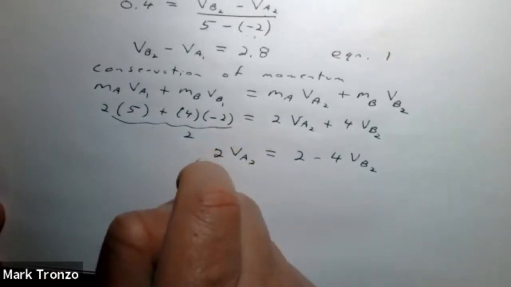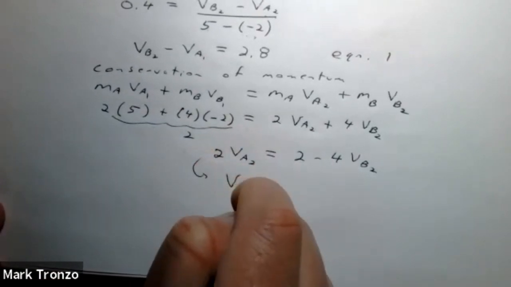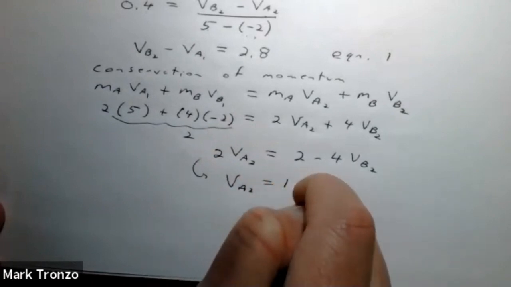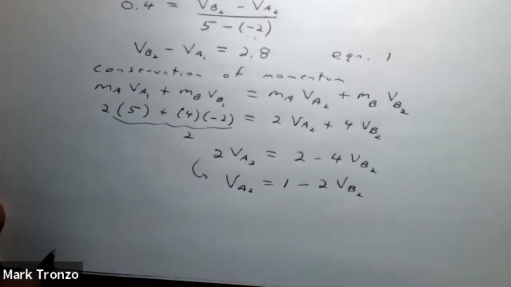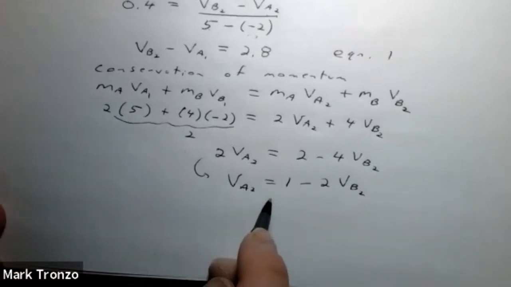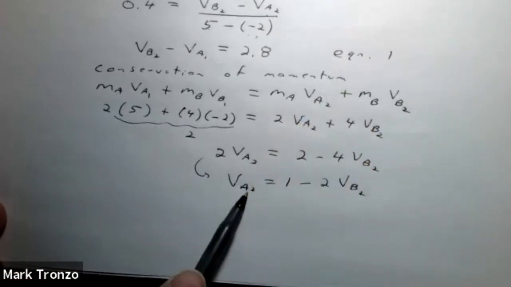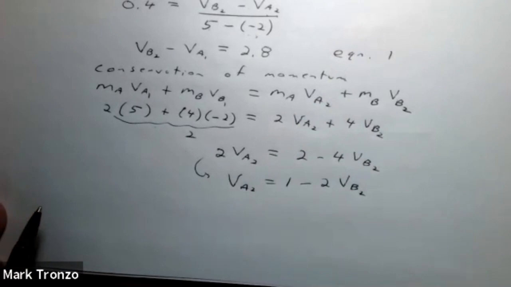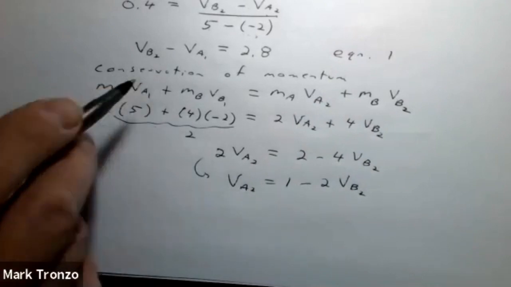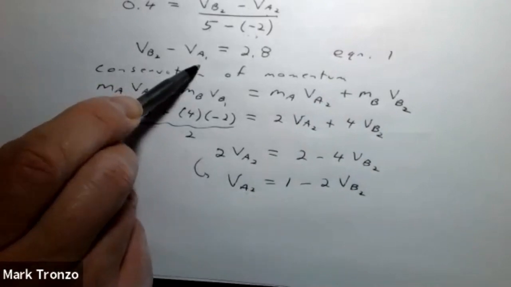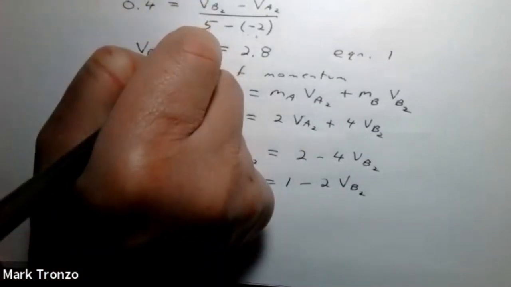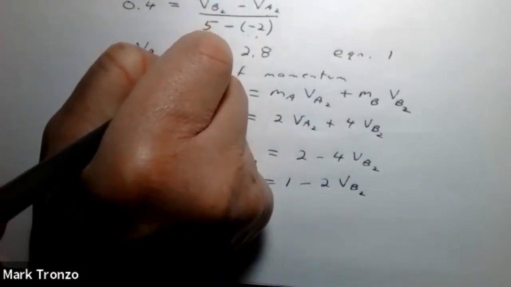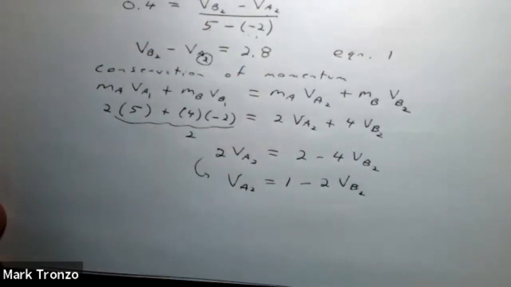And then we can just solve this for VA2, which is going to be 1 minus 2VB2. And then we can put this back in equation 1. Wait a minute, I made a mistake on equation 1 here. This should have been a subscript 2 right there. Fix that. That should have been a subscript 2.